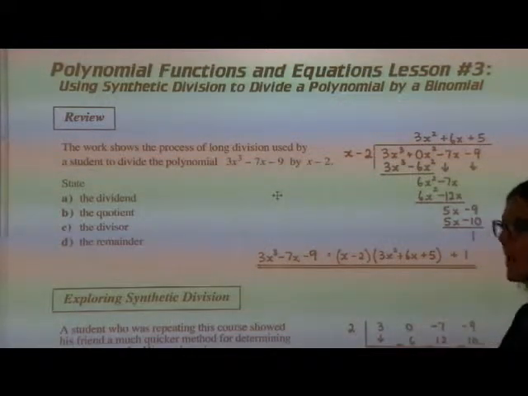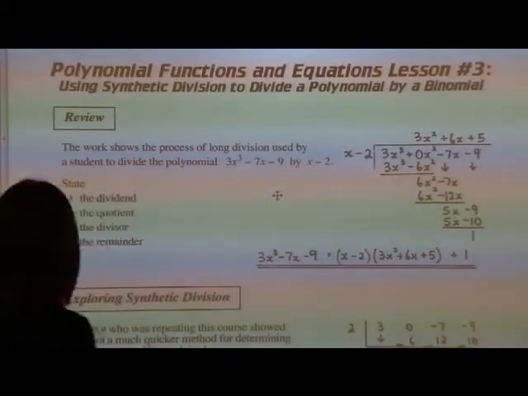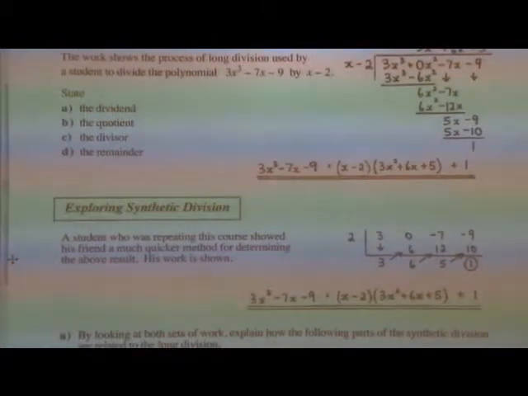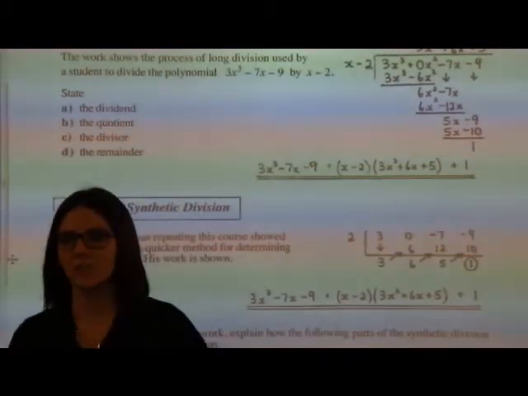In this quicker method, this is what we have: 3, 0, negative 7, negative 9, and then 2. And then I've got these numbers down on the bottom. So let's start off by figuring out where the 3, 0, negative 7 and negative 9 come from. Where do these numbers come from? Where do I see those numbers?